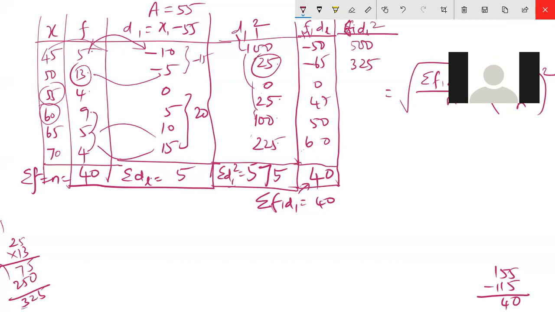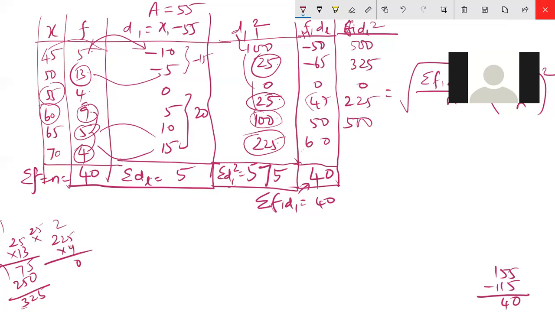Okay, 4 into 0, 0. Then Fi di squared: 25 into 9, it's 225. Then 100 into 5, again 500. Then 225 into 4, that becomes 900. So we have to now calculate sigma Fi di squared.